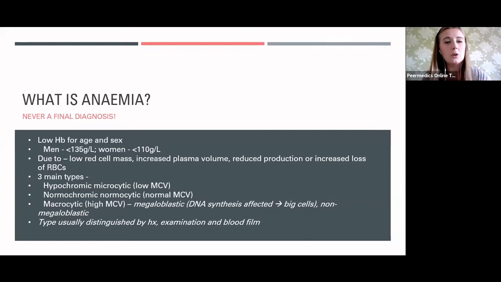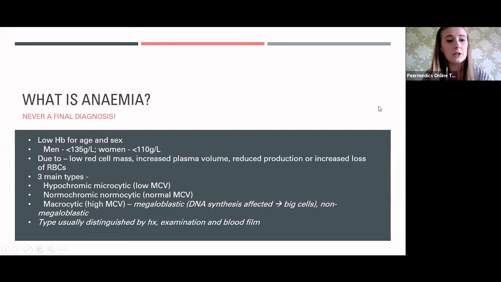And your principal causes, your rough causes, if you want to group other causes into things, are due to low red cell mass, increased plasma volume, such as what you see with pregnancy, reduced production, or increased loss of red blood cells like you get with hemolysis.